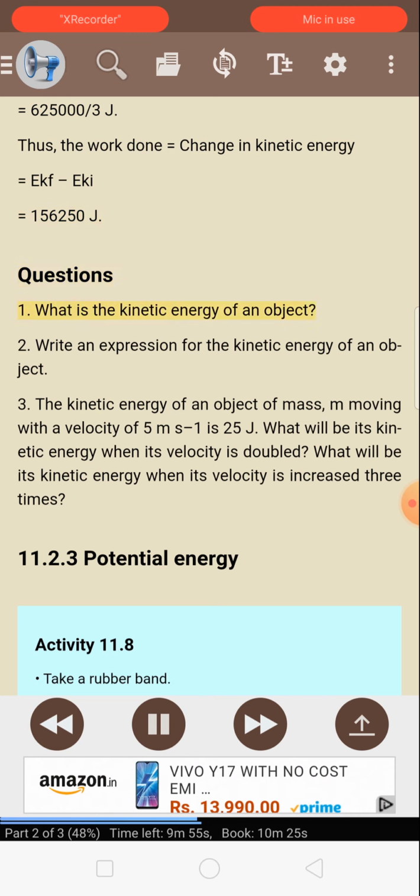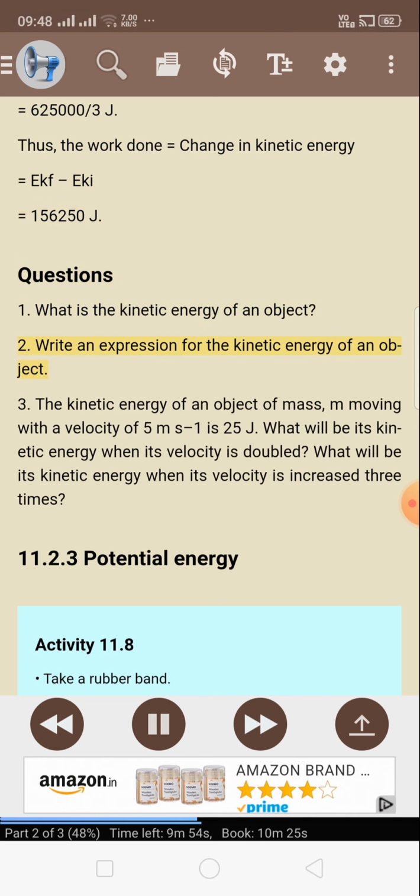Questions. 1. What is the kinetic energy of an object? 2. Write an expression for the kinetic energy of an object. 3. The kinetic energy of an object of mass m moving with a velocity of 5 meters per second is 25 J. What will be its kinetic energy when its velocity is doubled? What will be its kinetic energy when its velocity is increased 3 times?